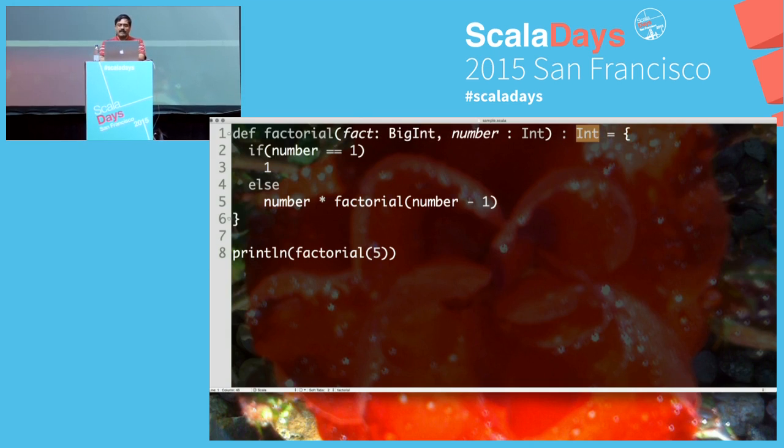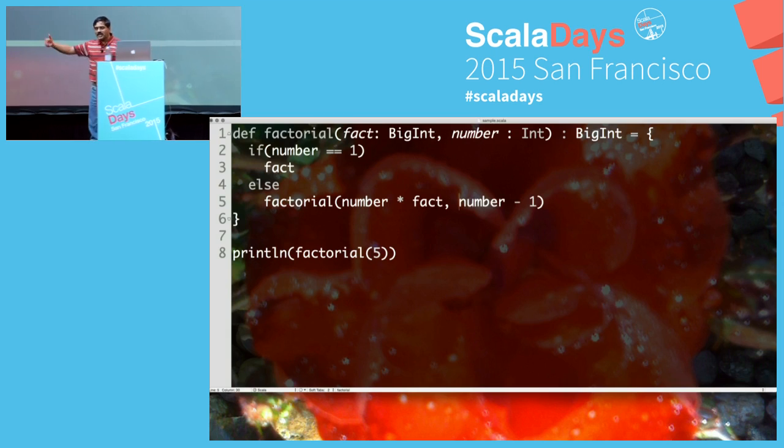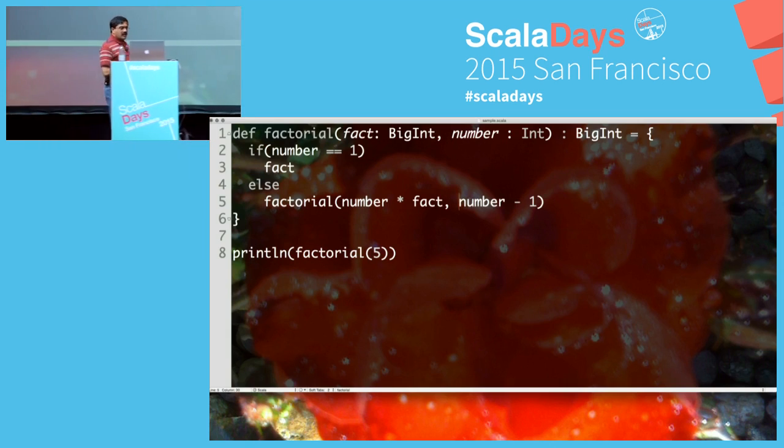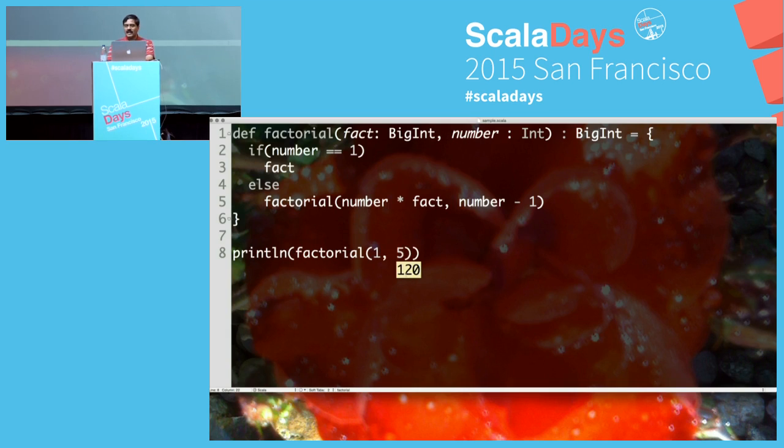We'll change this to a big int as well, and now we are going to say, if the number is 1, return the factorial. Otherwise, the last call is factorial. I want to call, and you say number times factorial, so you are performing the partial computation and pushing it on the parameter list, and you can step out of this function. So now you can go back and call this function by saying 1, 5.